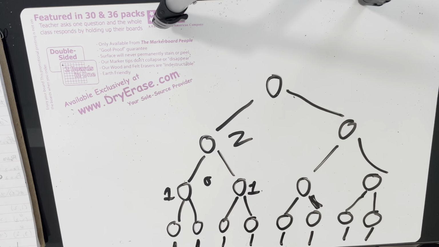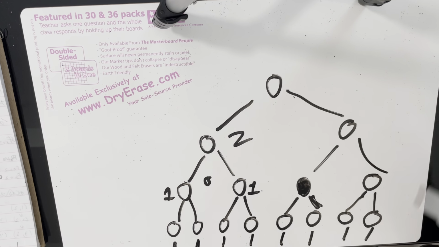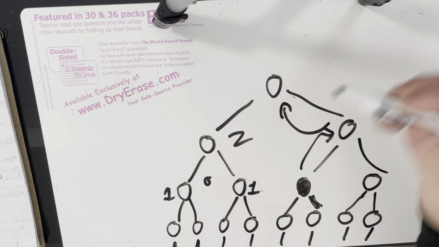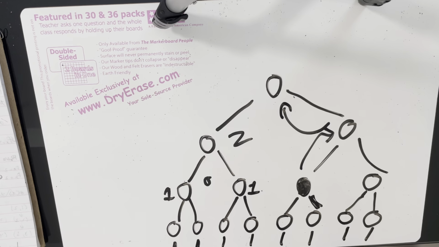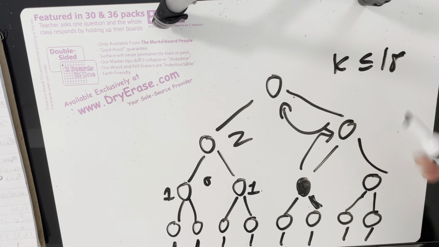The reason being is, say for example we wanted to modify this node over here, then we would need to modify its parent, and then the parent of its parent, and so on, all the way to the root. And because the depth of this tree is at most k, and k is less than or equal to 18, doing 18 operations for every query is totally fine.